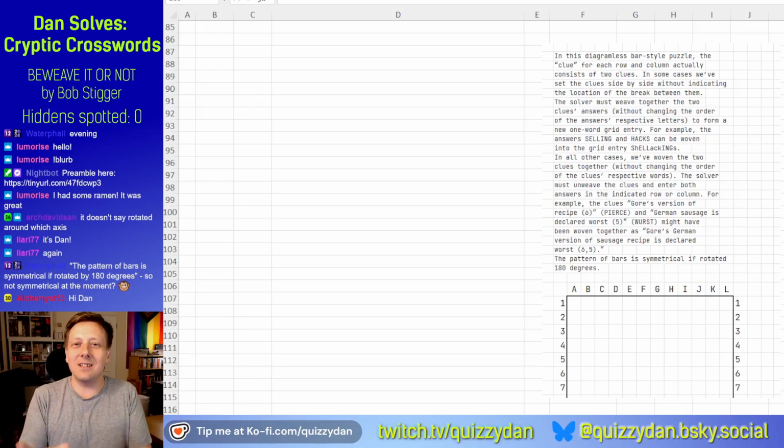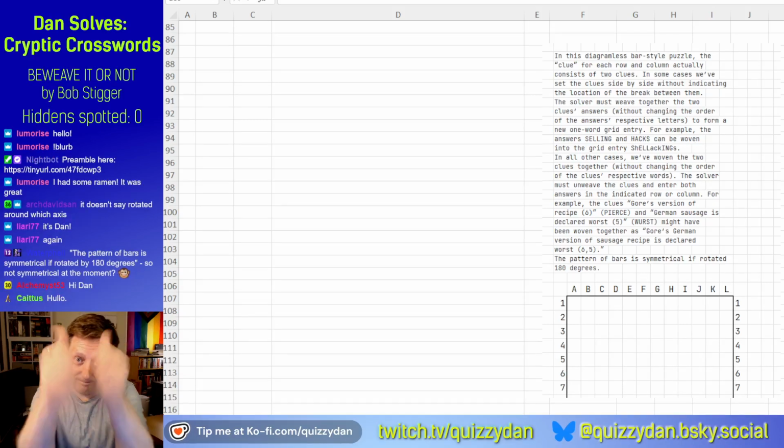So, in essence, there will be weaving going on in each clue. In some clues, it will be the words of the 2 clues themselves interweaved. In some of them, the clues will be normal, but the answers get interweaved.